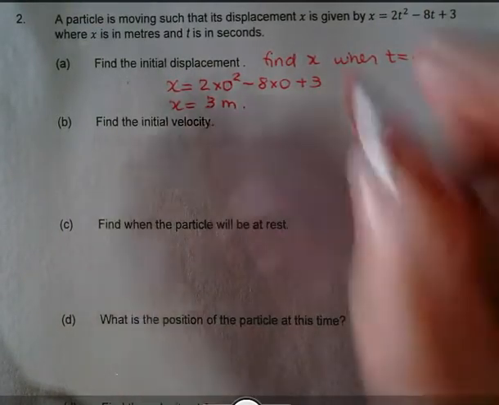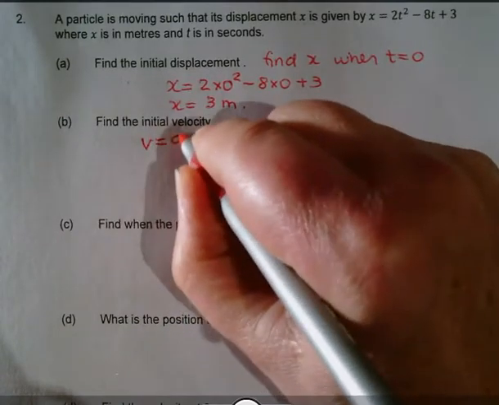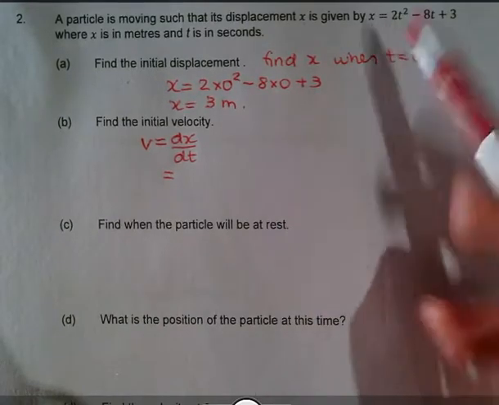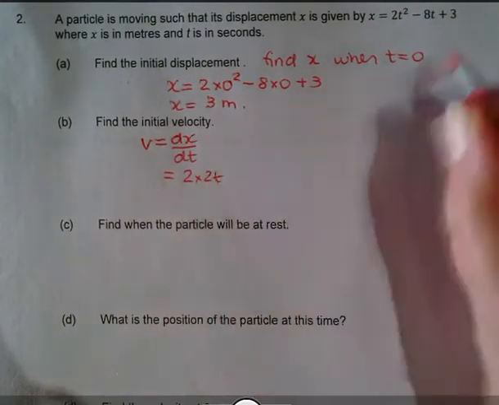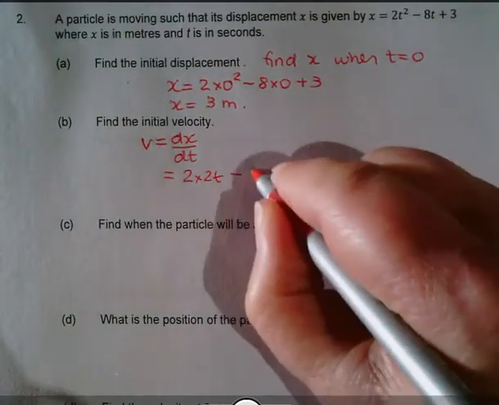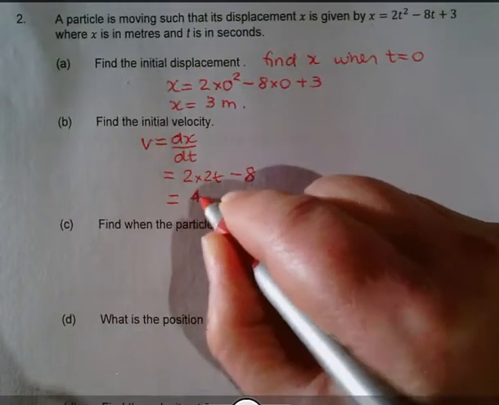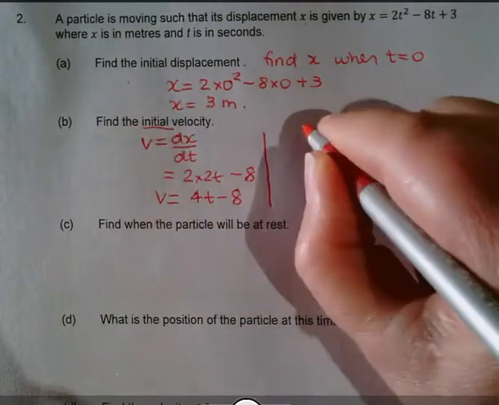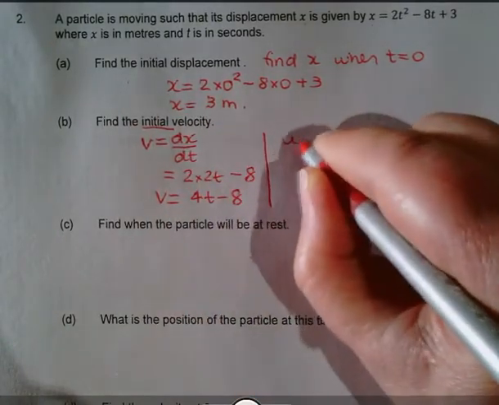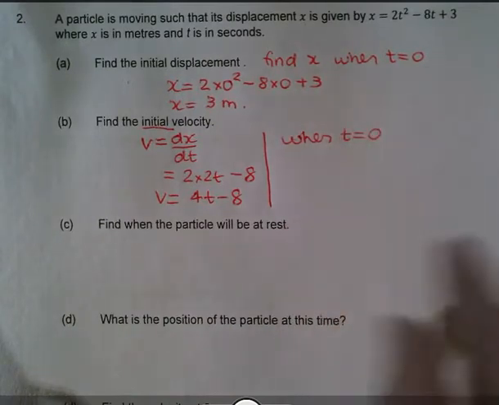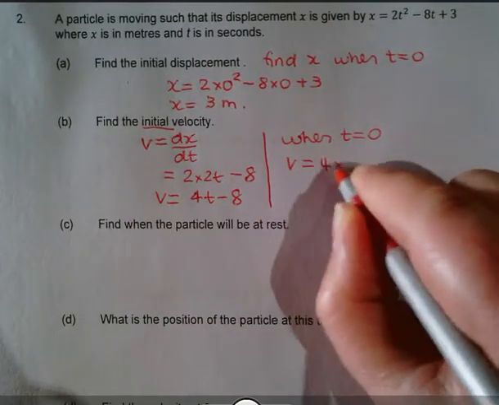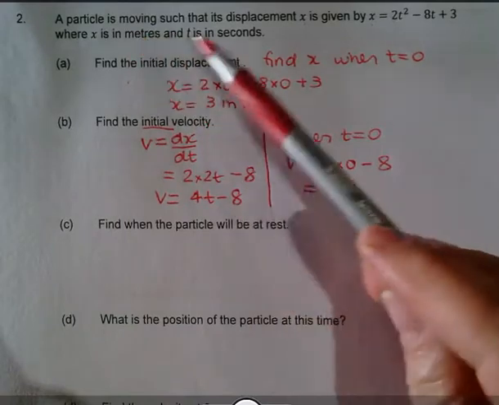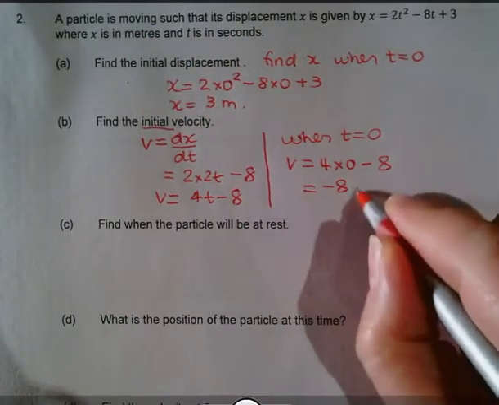And the next question is to find the initial velocity. Now we know that velocity is the rate of change of the displacement, so it's dx/dt. So if I differentiate this, I get 2 times 2t. And if I differentiate minus 8t, I get minus 8. So my velocity equation is 4t minus 8. But we want the initial velocity. So first you have to find the equation for velocity. Then you substitute when t is 0. So when t is 0, the velocity is 4 times 0 minus 8, which is negative 8. Let's look at our units, meters for x and seconds. So it's meters per second.